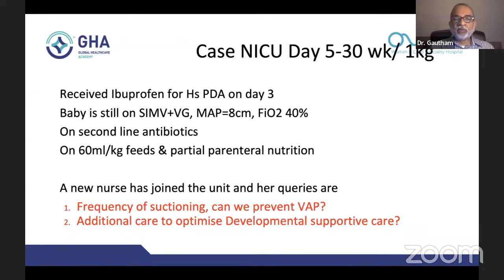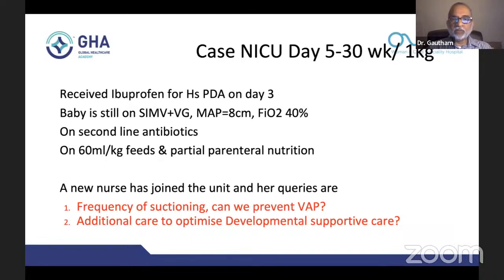So one of the things you may want to introduce in your units is, if you have nurses who are interested in respiratory care, you can send them for extra training so that they become experts in respiratory care, similar to the RTs, the respiratory therapists in the US. I think that would be really interesting to explore as an option.